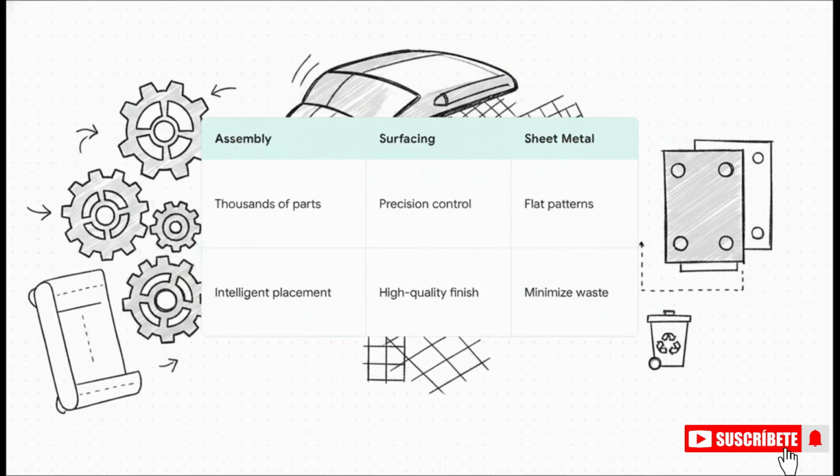Then we have advanced surfacing. This is totally vital for precision control on aesthetic or aerodynamic shapes where blocky, basic geometry simply won't cut it. And for sheet metal design, it calculates flat patterns and bends specifically to minimize waste, because we all know sheet metal behaves wildly differently than a block of solid plastic or machined steel.